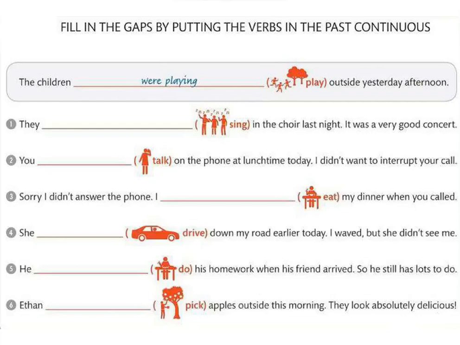Number 4, she down my road earlier today. I waved, but she didn't see me. She was driving down my road earlier today. I waved, meaning I signaled to her, but she didn't see me.